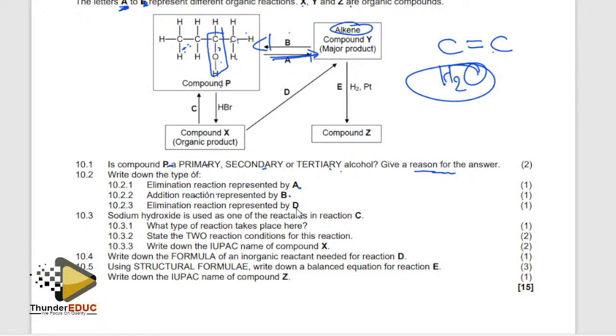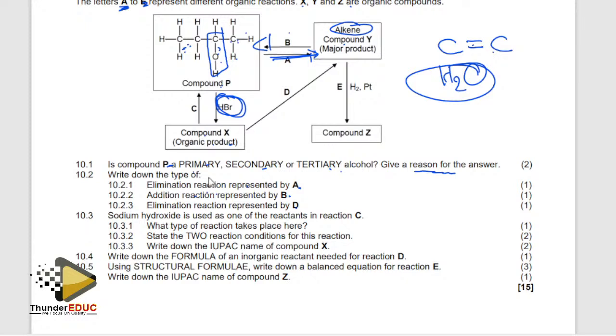Then they are asking about the elimination reaction represented by D. Where is D? Elimination from this to this. So this is the alcohol. If I add hydrogen bromide here, it forms that. It means I've removed hydrogen bromide here, and then I've formed this. So what reaction is that? It is dehydrohalogenation.